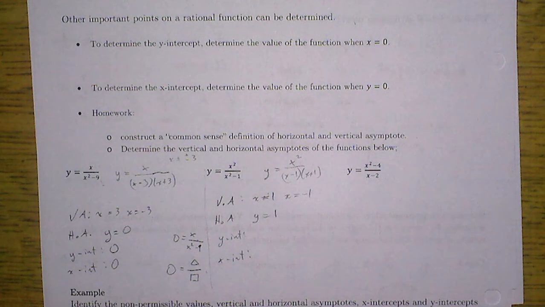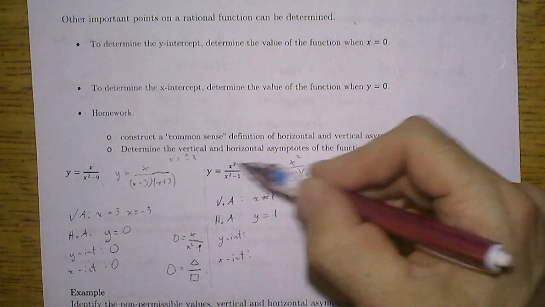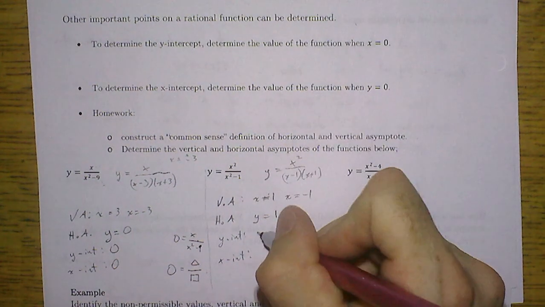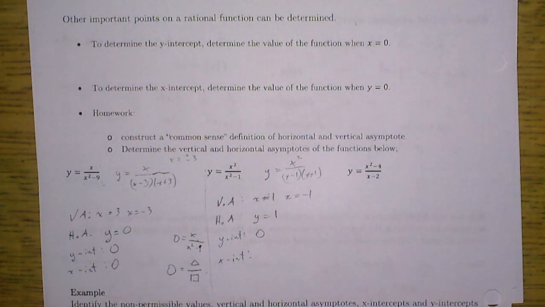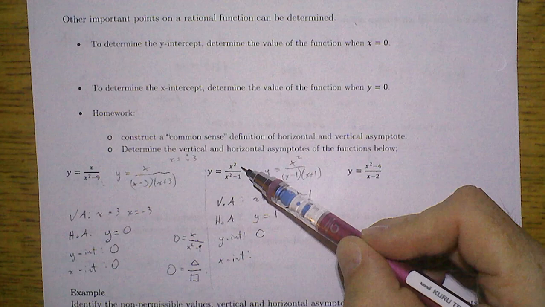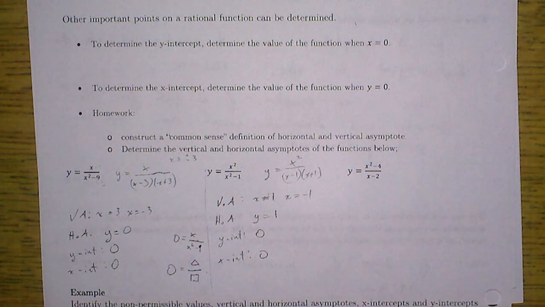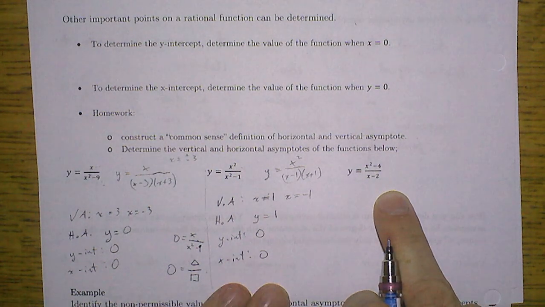My y-intercept is when x is equal to 0. Simply when I plug in x is equal to 0 here, I have a y-intercept of 0. My x-intercept, really all I have to do is look to the numerator. When is my numerator equal to 0? When x is equal to 0. Last but not least, maybe you want to press pause here.